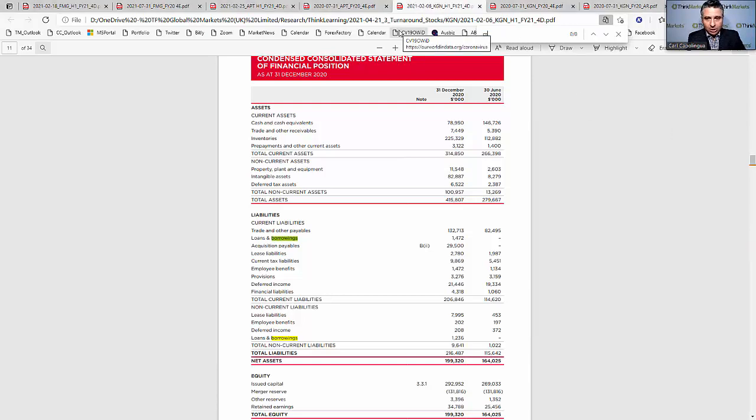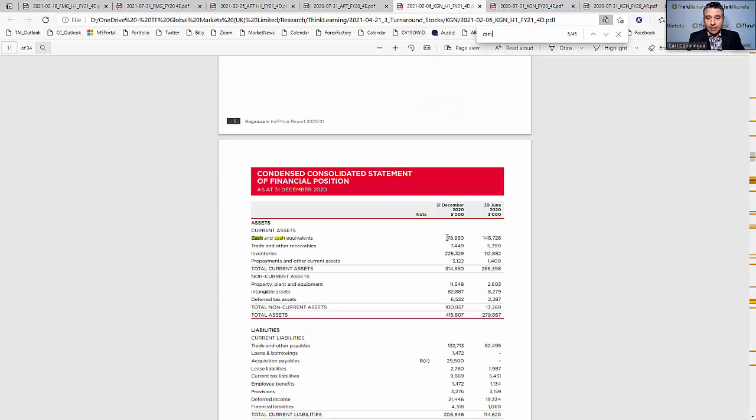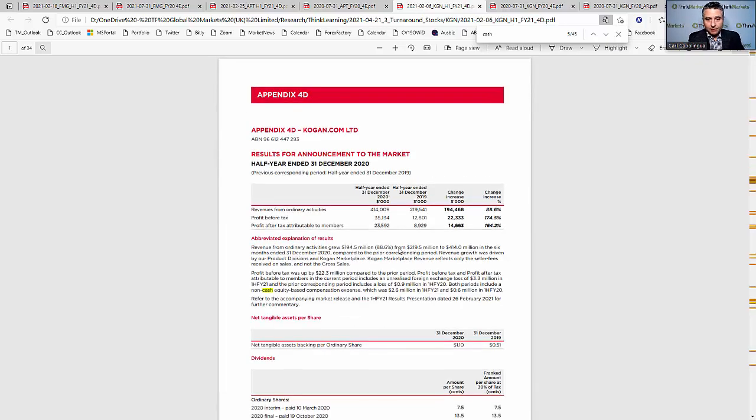Let's find the cash. Cash and cash equivalents at the moment about 78.9 million, and that's the top line of our enterprise value to revenue number. Let's head back to the start and find revenues from ordinary activities, which is 414,000.